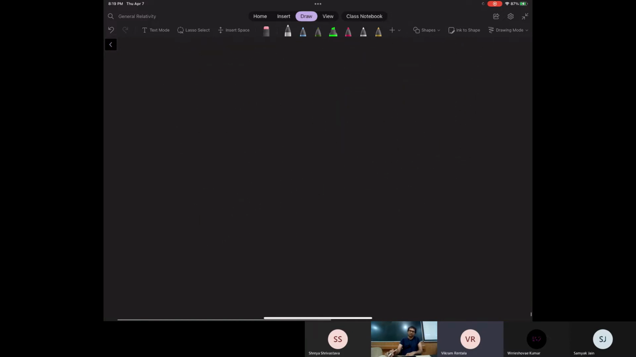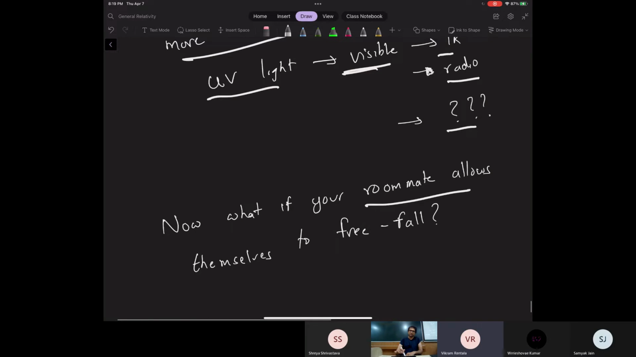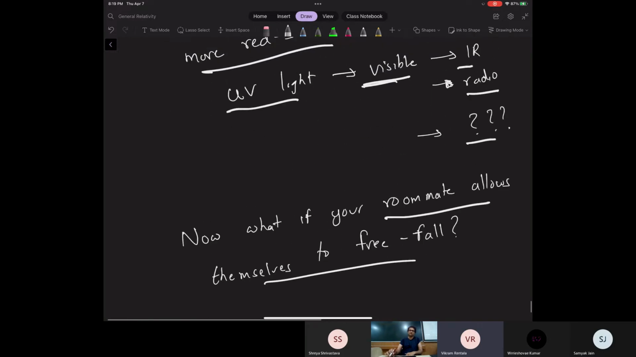And now the critical question is, what if your roommate allows themselves to free fall? What if they now allow themselves to free fall into the black hole? That is, if they allow themselves to get to r less than 2GM. So instead of hovering now, eventually they run out of fuel. They curse you for sending them there. Their rocket ship just falls in. They are now following geodesic motion.